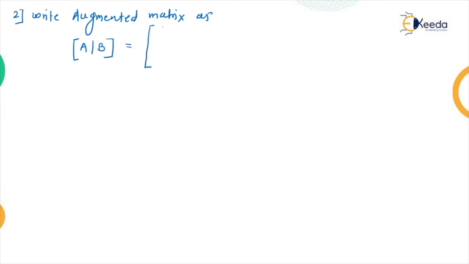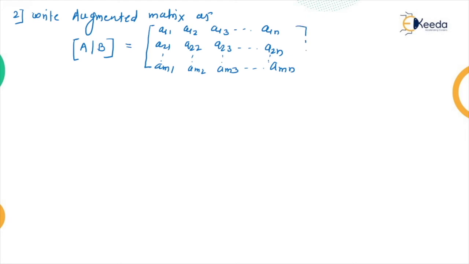So for step number 2, write the augmented matrix as A B. This is nothing but the combination of matrices A and B. This is A11, A12, A13 and so on up to A1n, then A21, A22, A23 up to A2n, and it contains m equations. Therefore the last row is Am1, Am2, Am3 up to Amn.